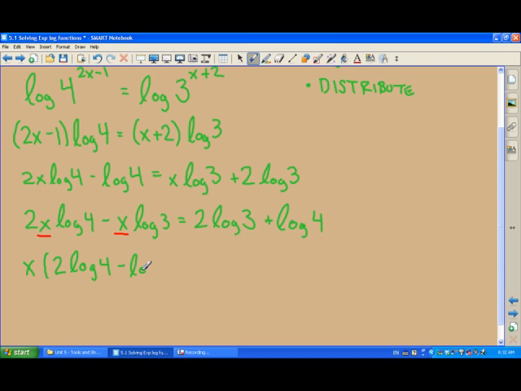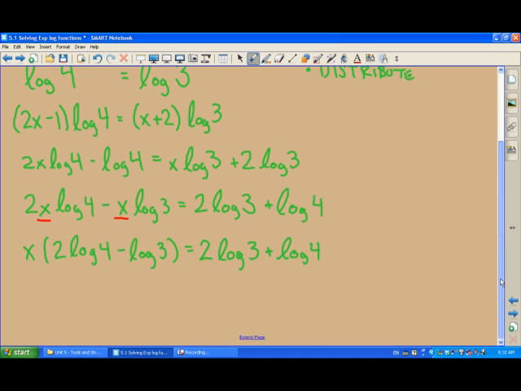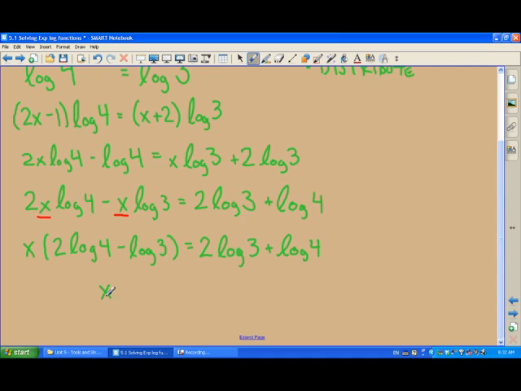So that leaves me with 2 times the logarithm of 4 minus the logarithm of 3 is equal to 2 times log 3 plus log 4. Finally, now I have x isolated on the left-hand side, so my final step would be to divide both sides by 2 times the logarithm of 4 minus the logarithm of 3.